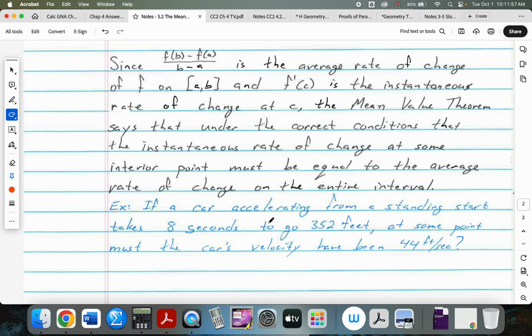So again, just restating that, since f of b minus f of a over b minus a is the average rate of change of f on the closed interval from a to b, and f prime of c is the instantaneous rate of change at c, the mean value theorem says that under the correct conditions, that is, you have to have a continuous function on the closed interval and it has to be differentiable on the open interval, that the instantaneous rate of change at some interior point must be equal to the average rate of change on the entire interval.